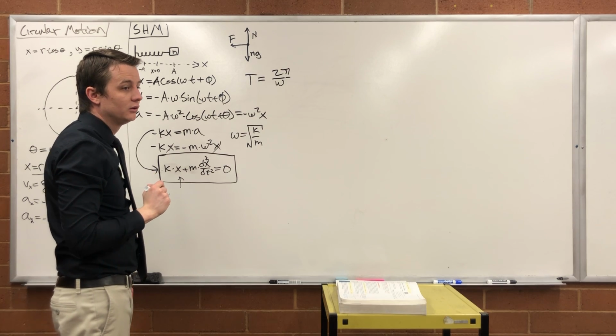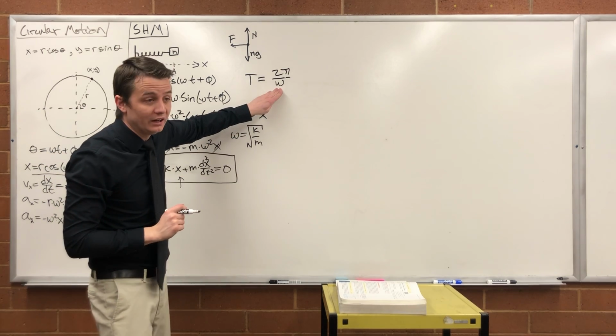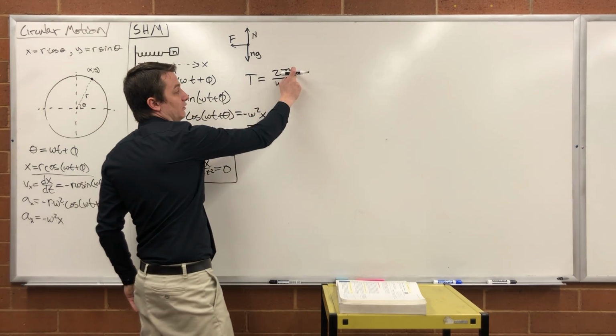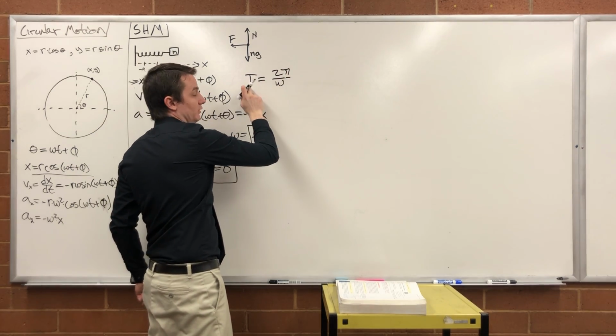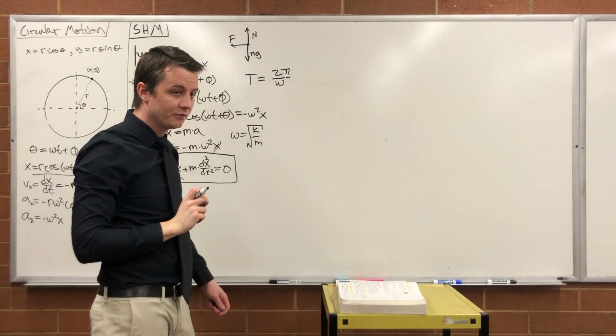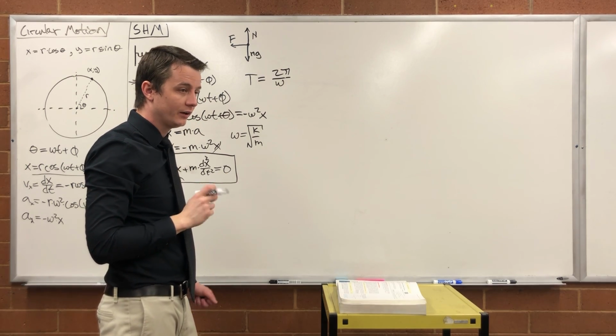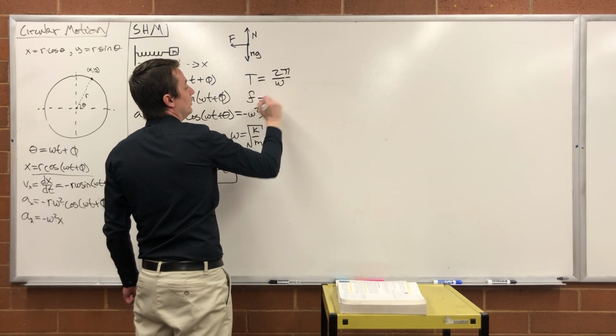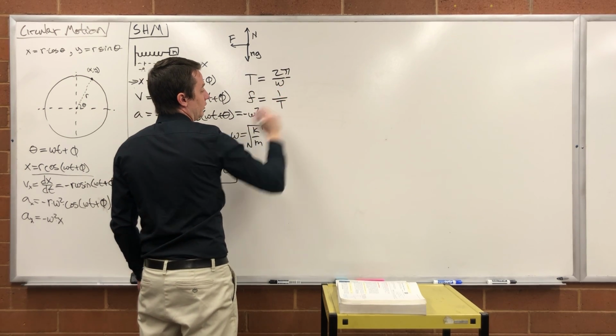Is omega in meters per second? So omega is still radians per second. So we have radians divided by radians per second gives you seconds. And we still have our definition. You remember our definition for frequency? Frequency is 1 over period.